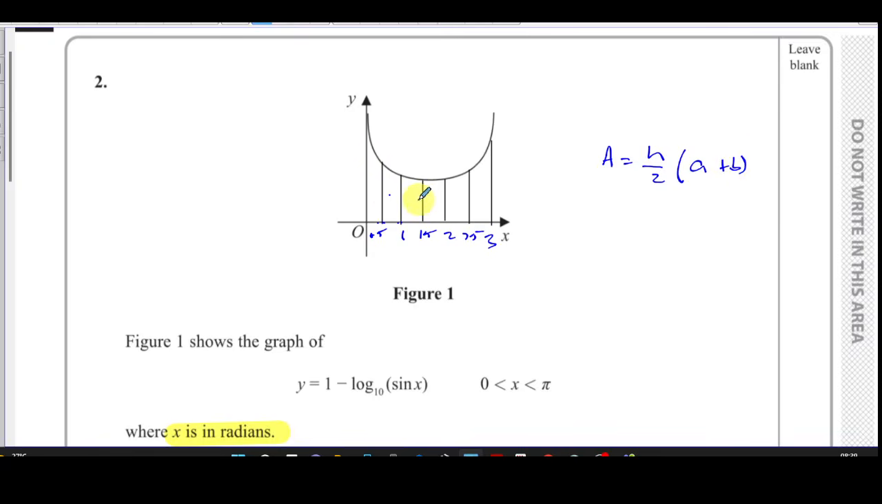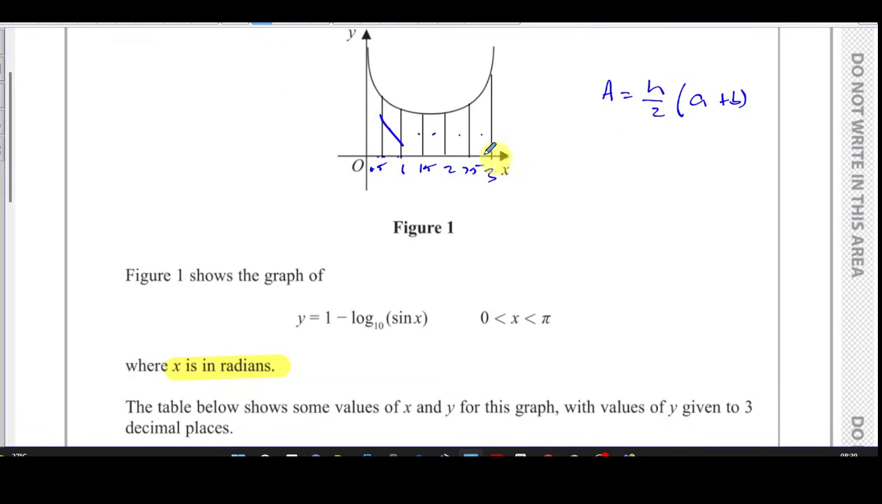So we have 1, 2, 3, 4, 5 trapeziums. The trapezium rule is based upon splitting this up into separate trapeziums. And if we apply this formula to all of these at the same time, we see that h is common for each of these, so you can take that as a common factor. h over 2 is common, and then we have the values.